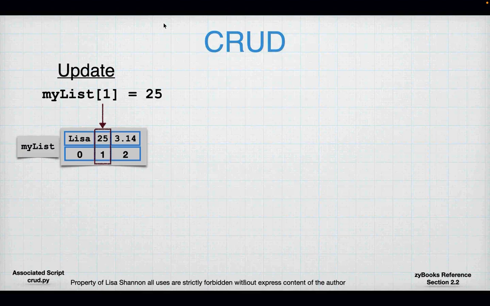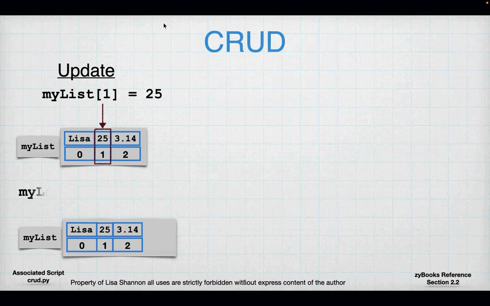So in essence, you're using that index as kind of an additional variable indicator. So we all know that my list contains the whole list. My list of 1 is the second element in the list, and I want to change that. And the way I change it is, on the left-hand side of a single equal sign is the variable that holds the whole list and the index number of the element I want to replace. And then on the right-hand side of the single equal sign is the value that I want to put at that index. So that's how I update it.